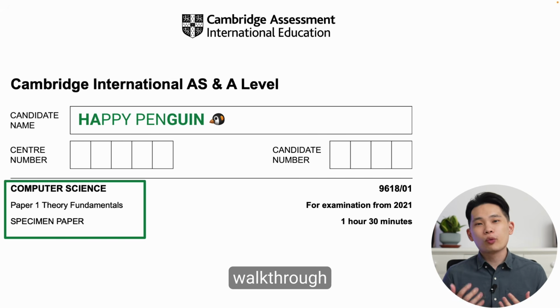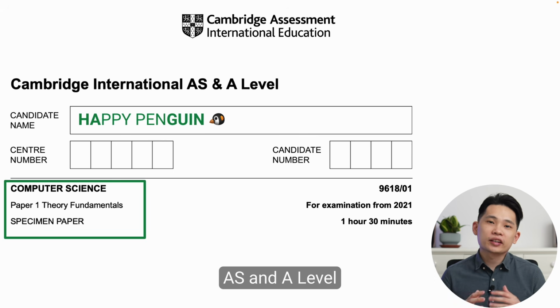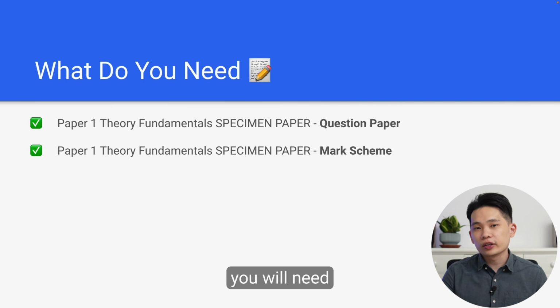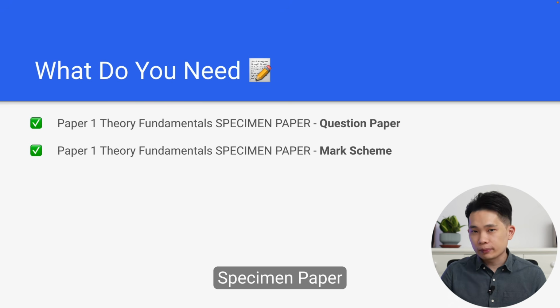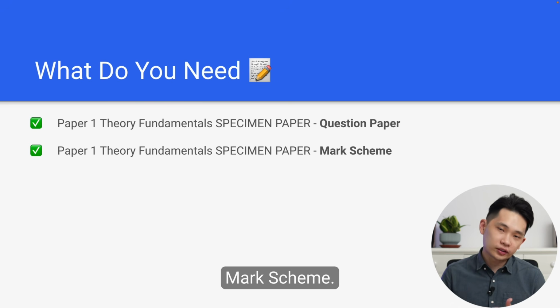Today, we will be doing a walkthrough of Cambridge International AS and A-Level Paper 1 Theory Fundamentals Specimen Paper. For this walkthrough, you will need the Paper 1 Theory Fundamentals Specimen Paper question paper, as well as the mark scheme.